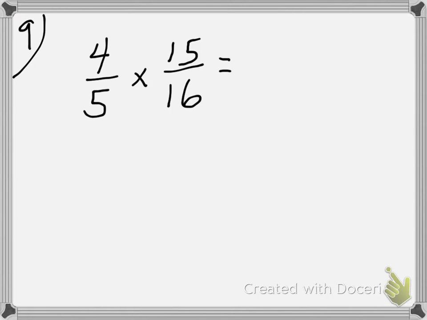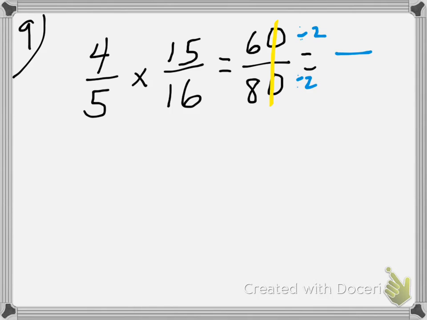For number 9, we're going to be multiplying fractions. Now, we could go ahead and just multiply numerator times numerator, and we would have 4 times 15, which would be 60, and then we would have 5 times 16, which would be 80. Then we could simplify by dividing them both by 10, and we would get 6/8, and then we could divide the remaining by 2, and we would end up with 3/4.